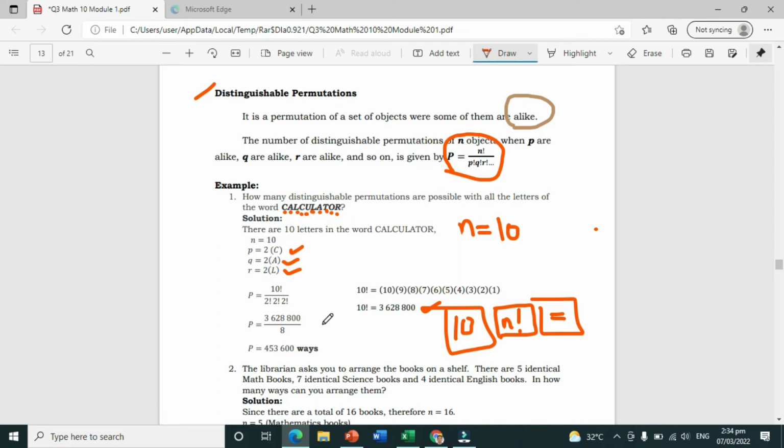So, the 3,628,800 divided by 8 is equal to 453,600 ways. Okay? So, it's a distinguishable permutation because there are letters or numbers or any objects that are identical or alike.